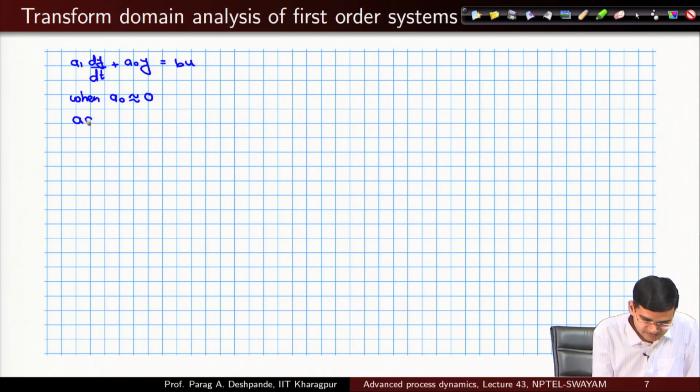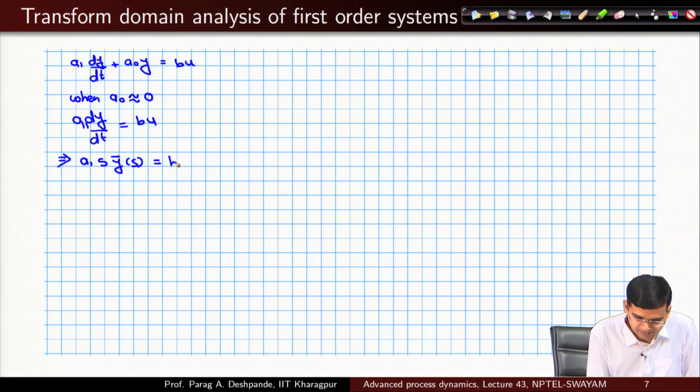a1 dy/dt = b u, plus a1 s y bar of s = b u bar of s, which implies that y bar of s upon u bar of s is equal to what? b by a1 times 1 upon s.